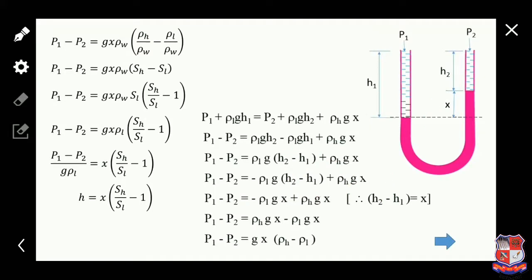So here we mention x instead of h1 minus h2. So the equation becomes P1 − P2 = −ρ1gx + ρHgx. Now we can rearrange: P1 − P2 = ρHgx − ρ1gx. Now gx is taken common, so in the bracket ρH − ρ1. Now on the right side of the equation we divide and multiply by the density of water, as shown in the equation.